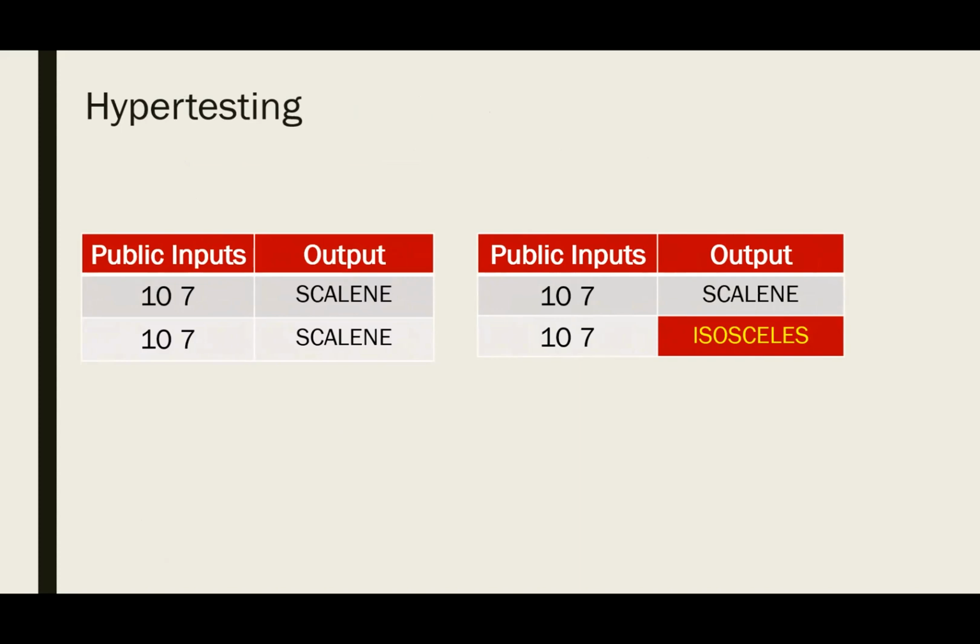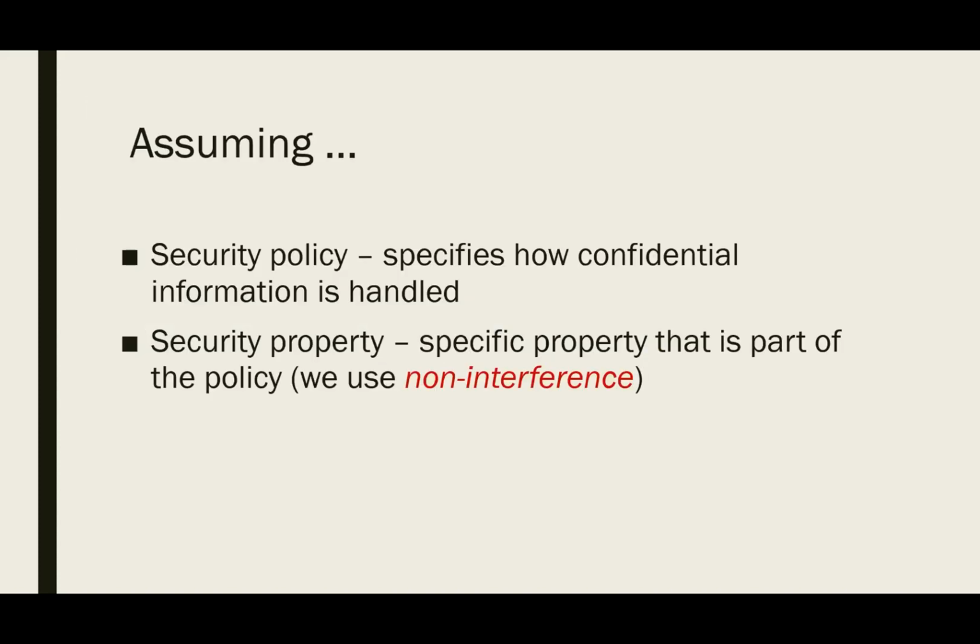In fact, based on the value of that confidential information, which in this case happened to be different from 10 and 7, we now know it is either 10 or 7. So now we're getting real information. This idea of hypertesting means that we need to have these sets of tests in order to get this leakage. Okay. This all, of course, assumes we have a security policy which specifies how our confidential information is handled.